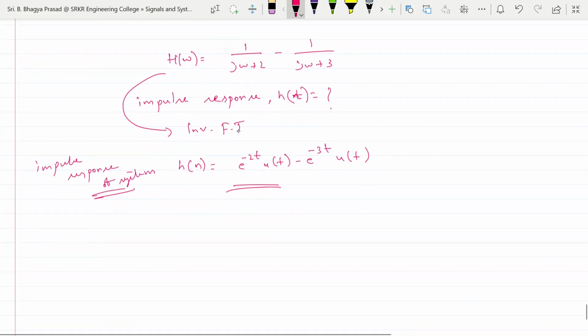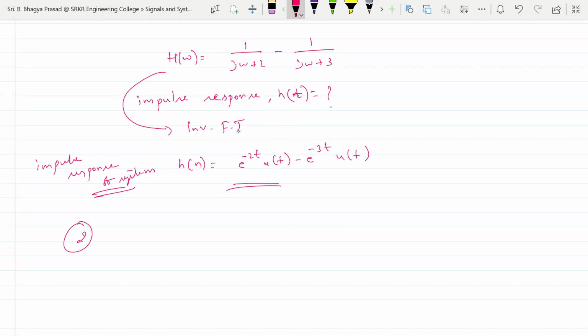The second one is what will be the output, that is, what is y of t if x of t is t e power minus 4t u of t. For this one we have to go for the property application.